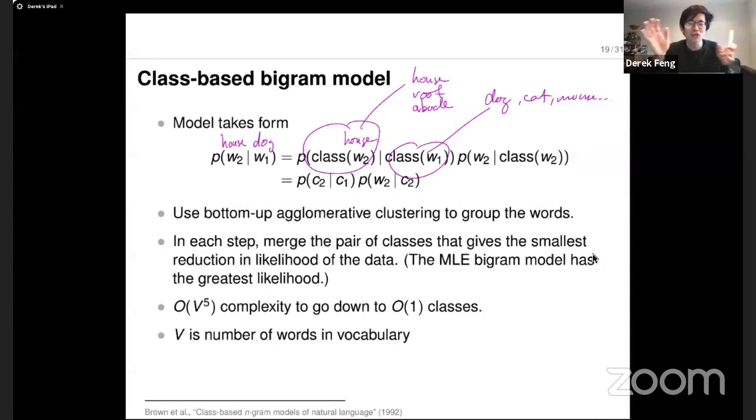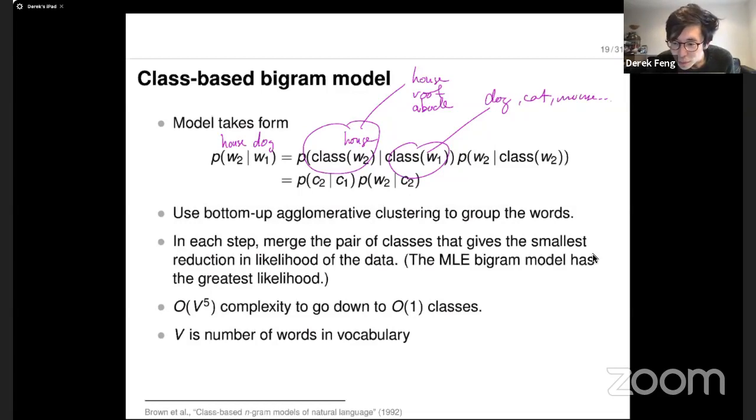Okay, so how am I going to do this? I'm just going to finish this slide and then we'll call it a day. Intuitively, we're going to pick words that are very, very similar. The way I'm actually going to do this is build the classes at the same time as I'm building my language model. So what do I do first?